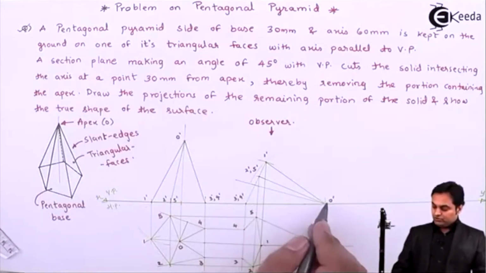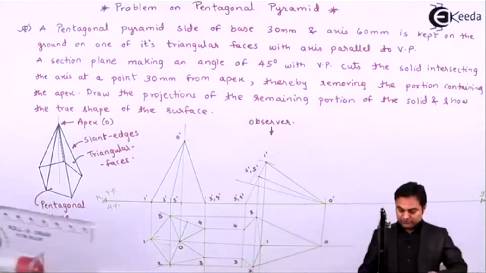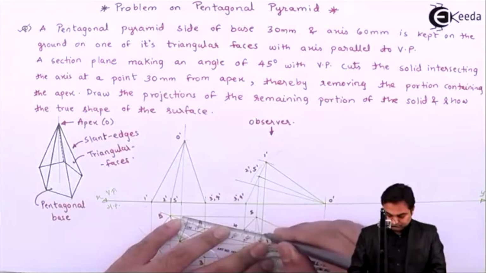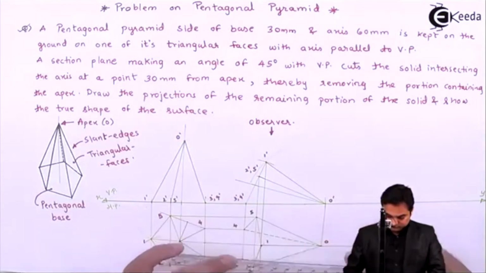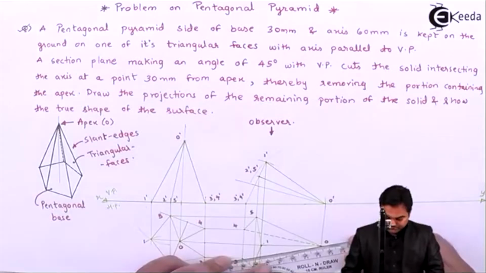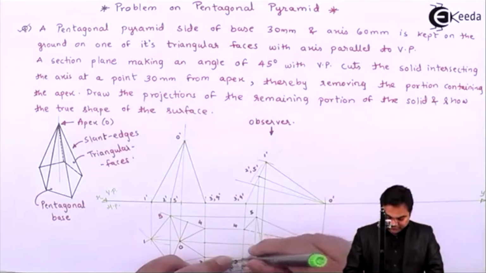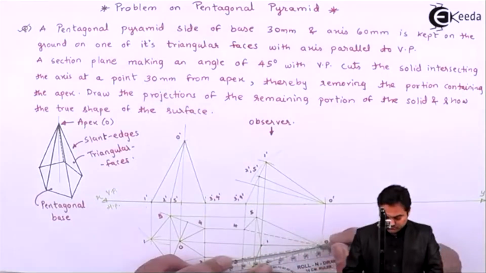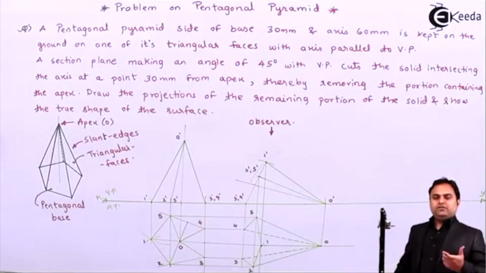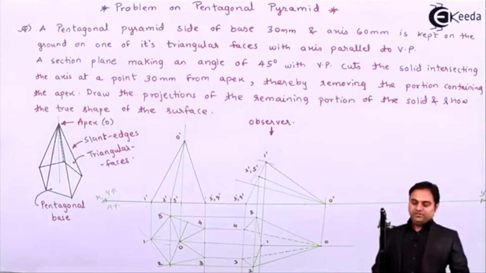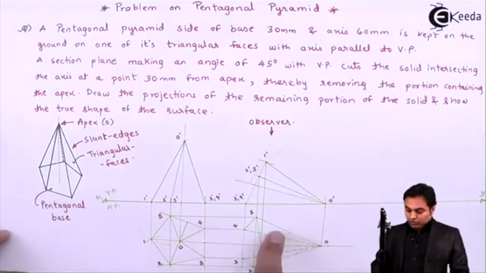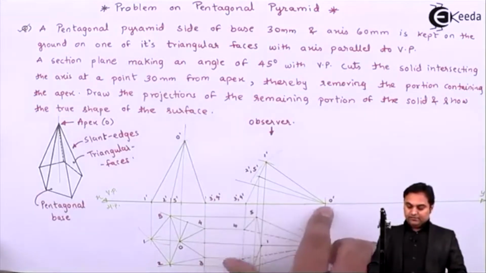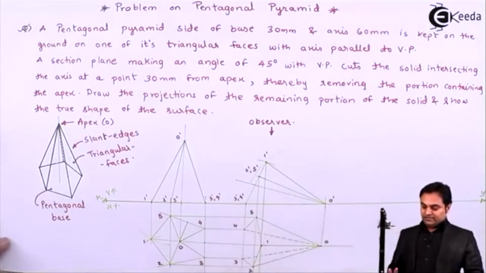Then edge O dash 4 dash is going behind the observer, so that will be hidden. Similarly, O and 3, O dash 3 dash is behind the observer. So here it means that the triangular face on which the pyramid is resting, that is O34, is hidden because it is going away from the observer. It is at the most bottom point, so that is away from the observer.